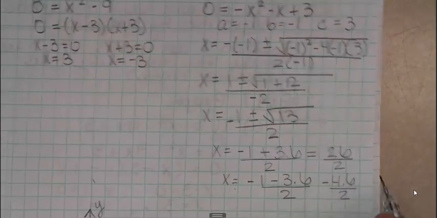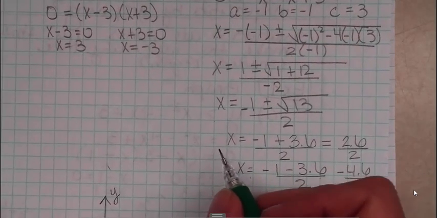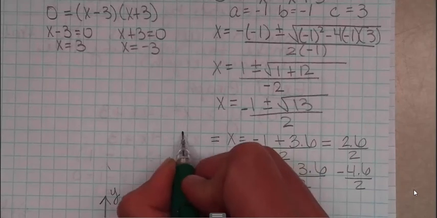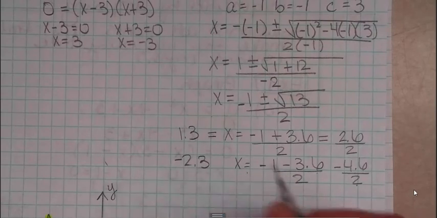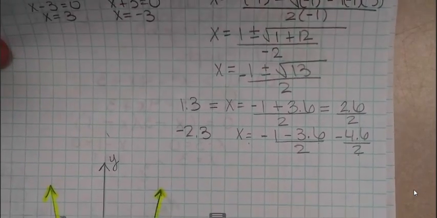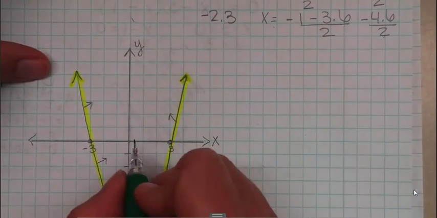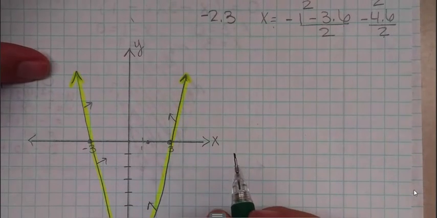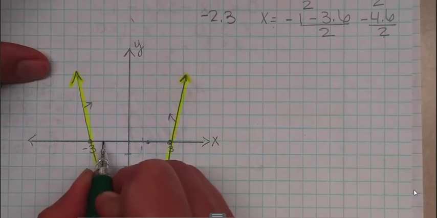Okay, so I'm running out of room here. Sorry about that. So can I come over here and put my answers over here? So this x is going to be 1.3. And this x is going to be -2.3. Okay, so let me plot those x values. So 1.3, well, there's 1. I'll go a third more. And then -2.3, well, there's -2. I'll go a third more.